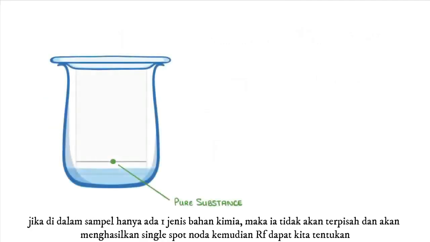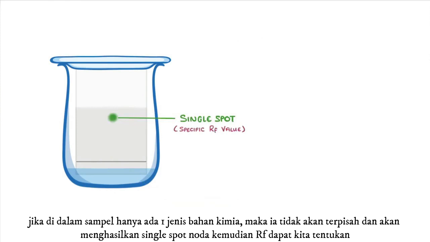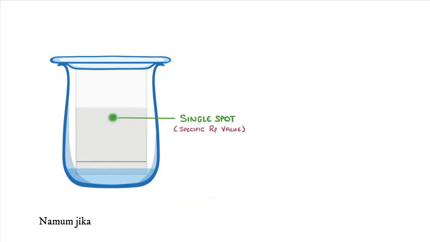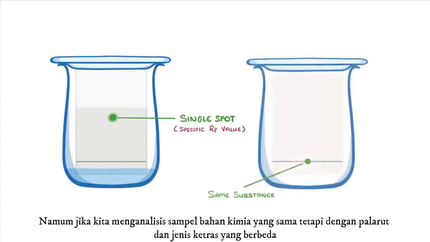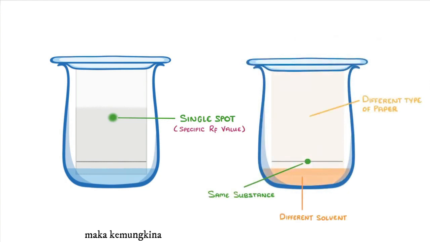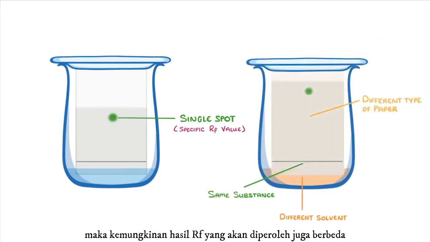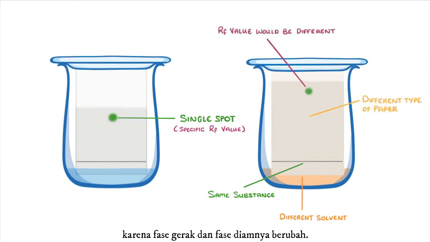One of the important things to appreciate with chromatography is that when we do chromatography with a pure substance, so a substance with only one type of chemical in it, then it won't separate out at all, we'll just get a single spot on our chromatogram, for which we can calculate a specific RF value. However, if we did the experiment again, with the same substance but a different solvent, or a different type of paper, then the chromatogram might look different. And our RF value would be different too, because we'd have changed the mobile or stationary phase.